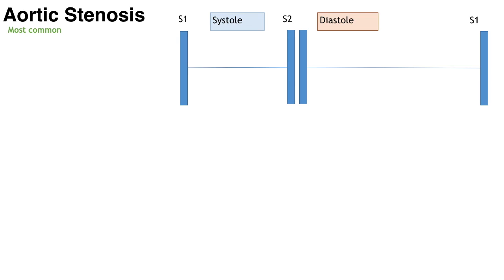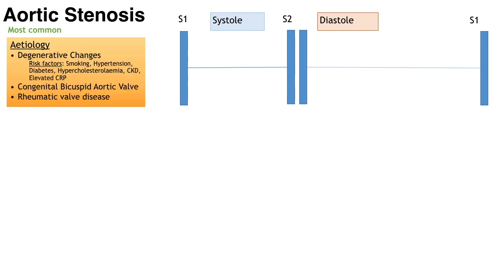So I'm going to start with aortic stenosis because this is the most common valvular disease in Europe and the USA, and it's the second most frequent cause for cardiac surgery. Now, patients tend to be in their 70s and 80s, and this is because the most common cause is degenerative changes, and that accounts for 80%. There are some risk factors that go with this, such as smoking, hypertension, diabetes, high cholesterol, CKD, and elevated CRP.